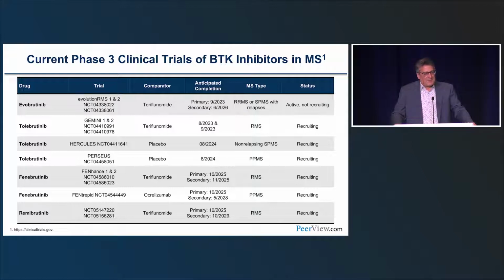Fenebrutinib, again, has a relapsing remitting study, classic design, but there's also a head-to-head with ocrelizumab for primary progressive MS. That's going to be really exciting to see, in progressive MS, how a BTK inhibitor ranks against ocrelizumab, which is our standard treatment for primary progressive MS. And then remibrutinib is a classic relapsing remitting study. So lots of activity, right? And it's a bit of a horse race to see who gets to the finish line first.